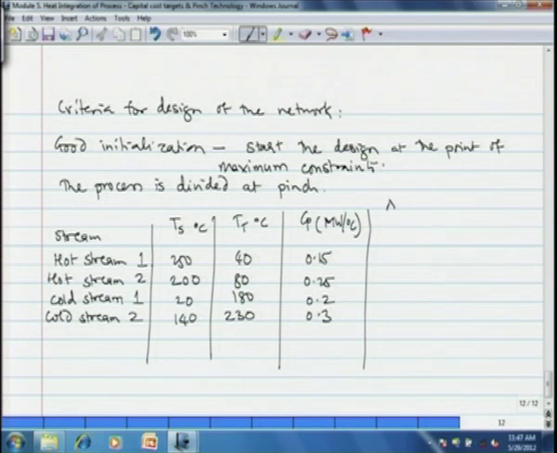So, with this you can calculate the delta H, or the heat content or heat deficit, of these streams as minus 31.5, then minus 30, then 32 and 27. So, with this example we shall try to learn the technique of pinch design for heat exchanger network, but that we shall see in the next lecture.